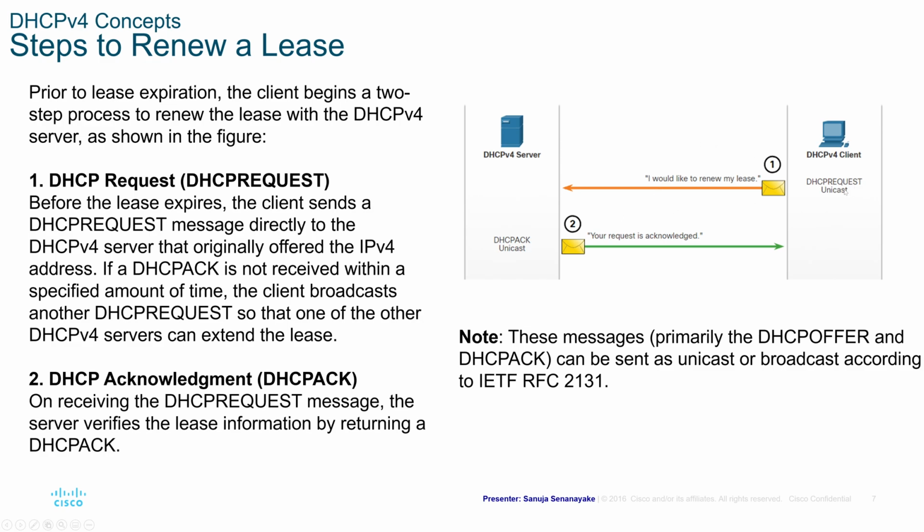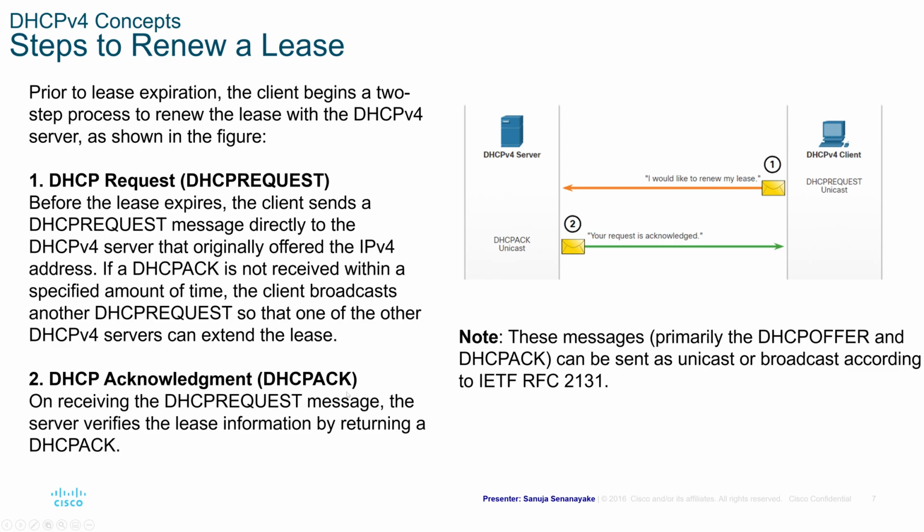We have the DHCP request unicast message, and then the DHCP acknowledgement unicast message sent back from the DHCP server. The DHCP request message happens before the lease expires. It is sent by the client directly to the DHCP server that originally offered the IPv4 address. If a DHCP ACK is not received within a specific amount of time, the client broadcasts another DHCP request so that one of the other DHCP version 4 servers can extend the lease.